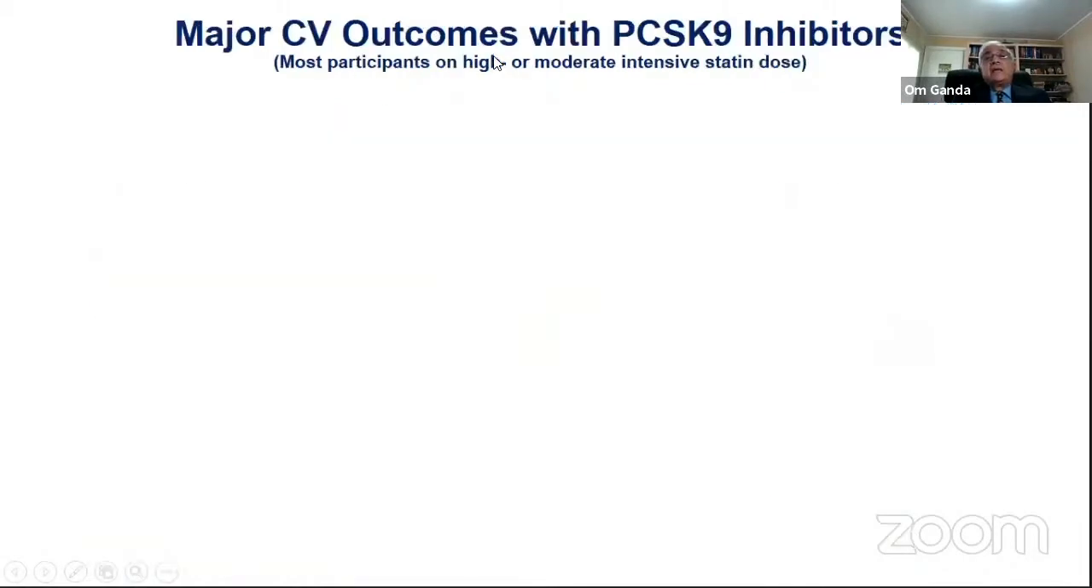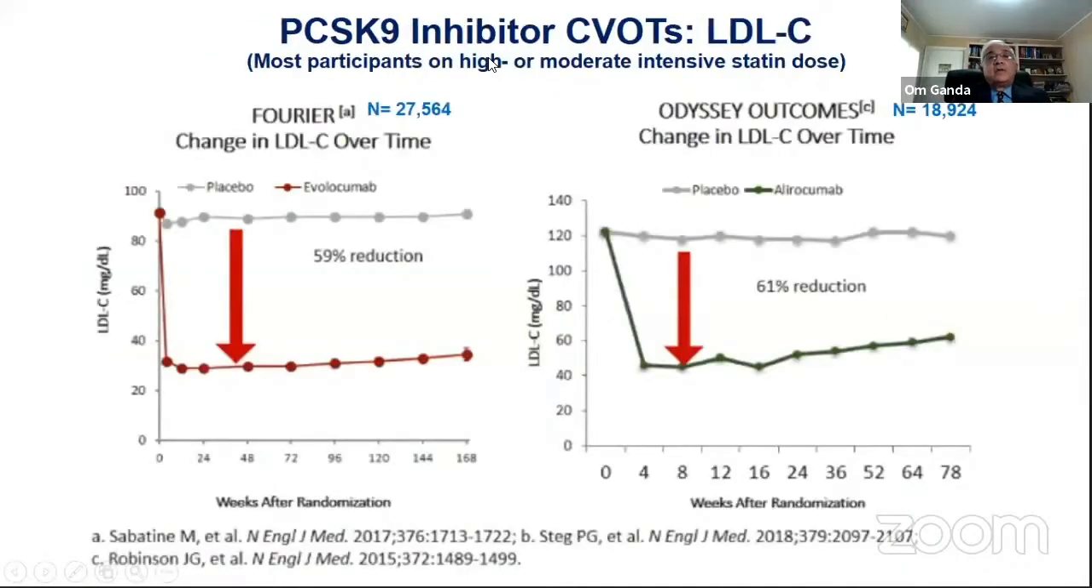These people had very high cardiovascular disease to begin with. They either had CV events or were at very, very high risk, and most were on high or moderate intensity statin dose, whatever they could tolerate. And you can see the baseline LDL was close to 80, and within weeks, it came down to 30. So this is how important this reduction is, 60% reduction on top of statin, to 30. And the same thing happened with alirocumab, starting a little bit higher, but again, 60% reduction going down to about 40 from about 118 or so.